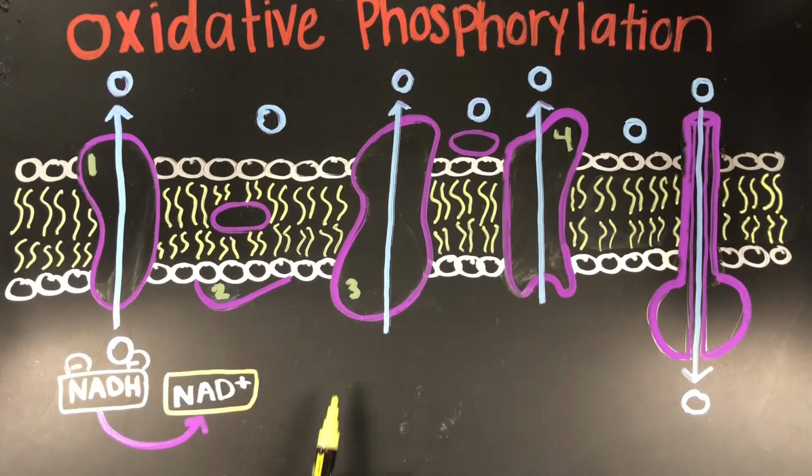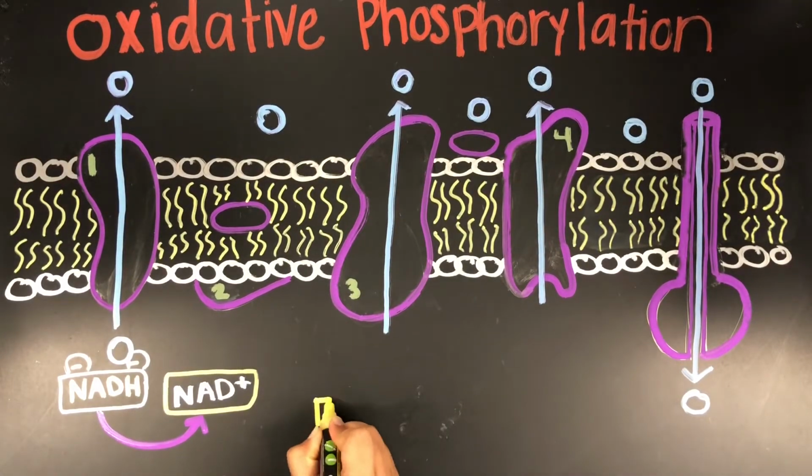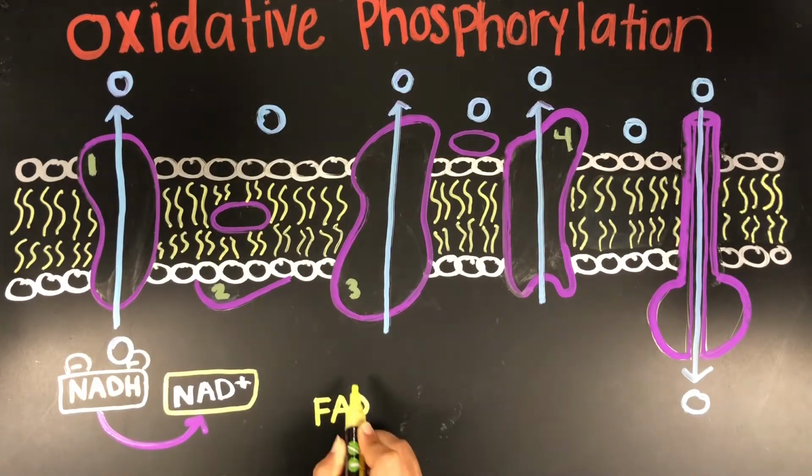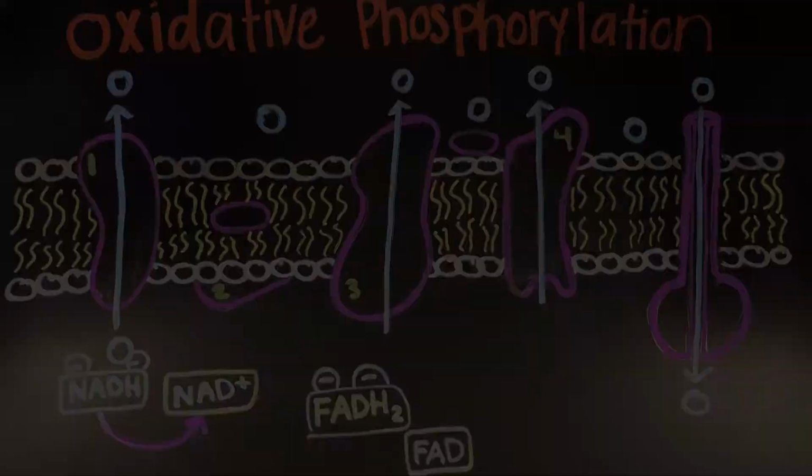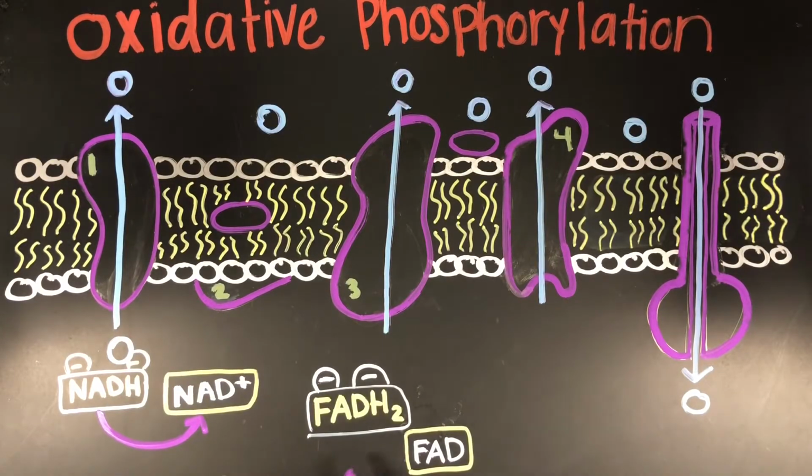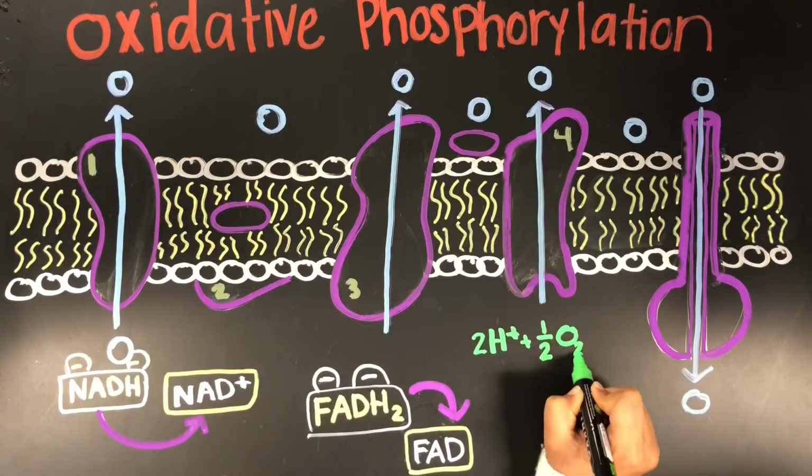In oxidative phosphorylation, there is an electron transport chain. NADH and FADH2 are oxidized to provide electrons for the chain. FADH2 is converted into FAD. The electrons are finally passed to the terminal acceptor O2 at the end of the chain, forming water. The O2 combines with the 2 hydrogen ions to form this water.